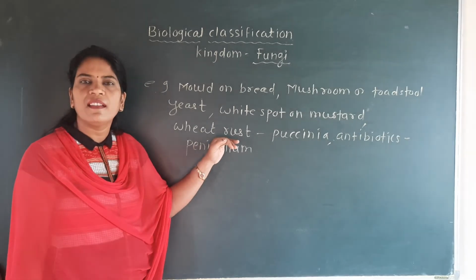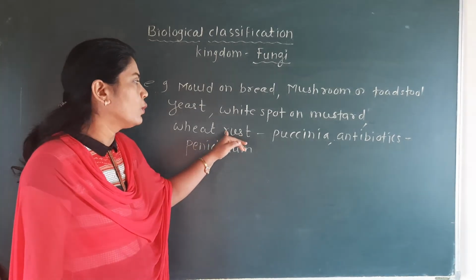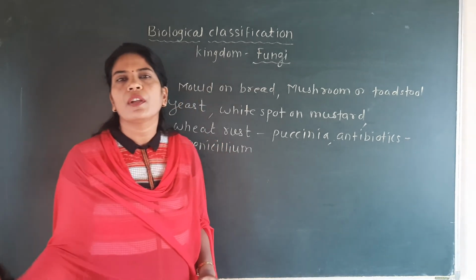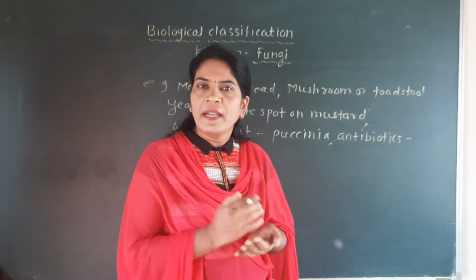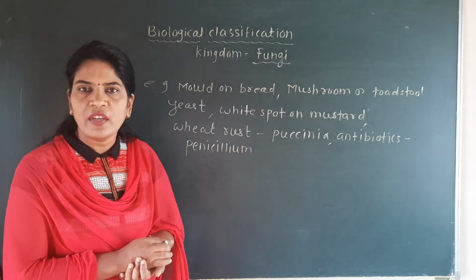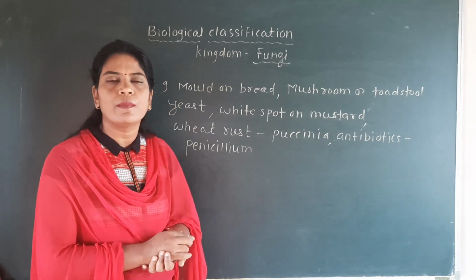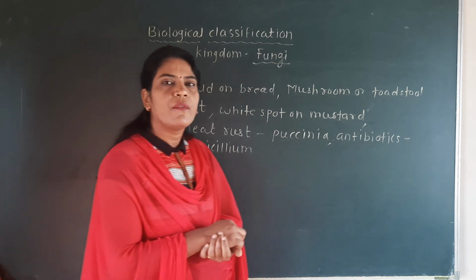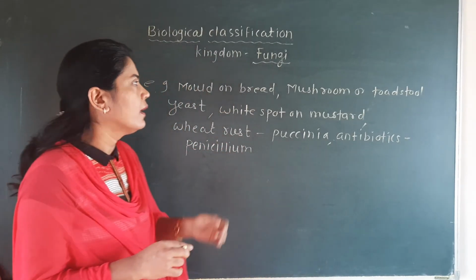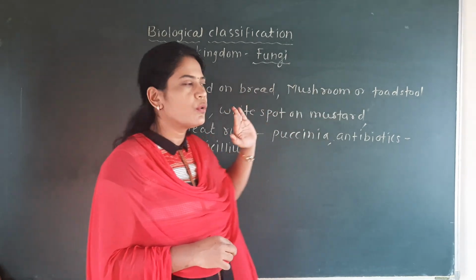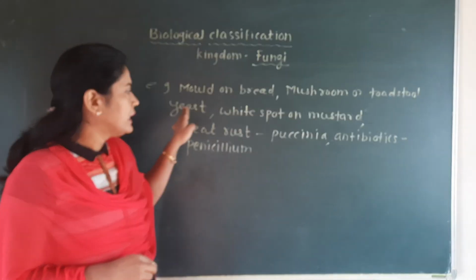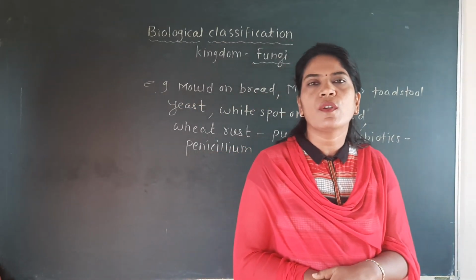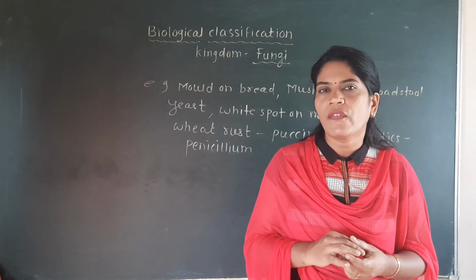Then wheat rust is a disease of wheat, and it is due to the fungus called Puccinia. And antibiotics, which are used as medicine to cure various types of infections and diseases in the human body, are mainly prepared from the fungus called Penicillium. So mold, mushroom or toadstool, white spot, yeast, Puccinia and Penicillium are the names of fungi you will find around us.